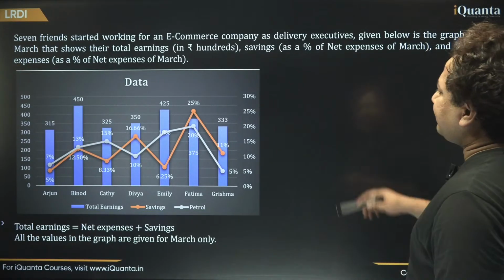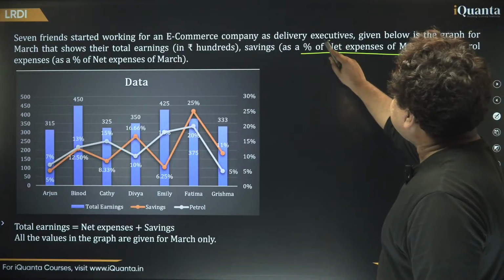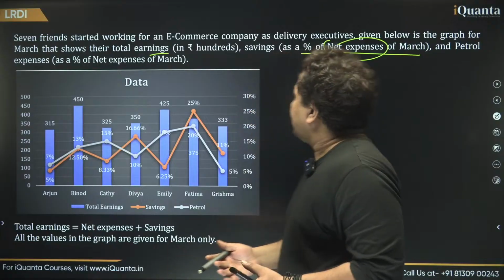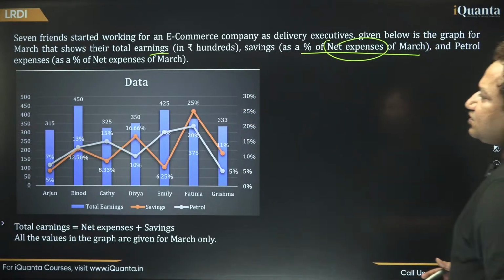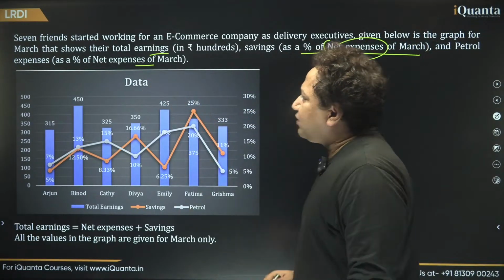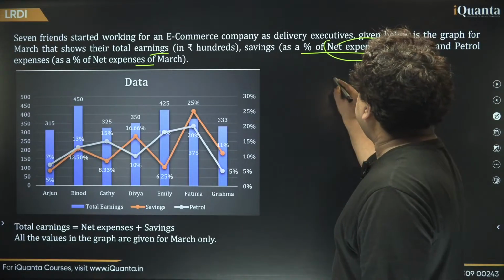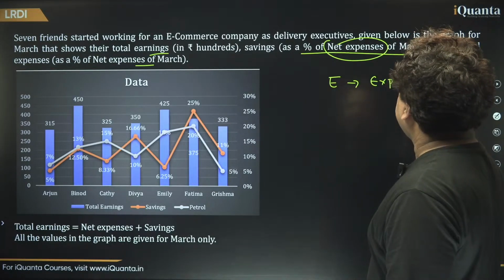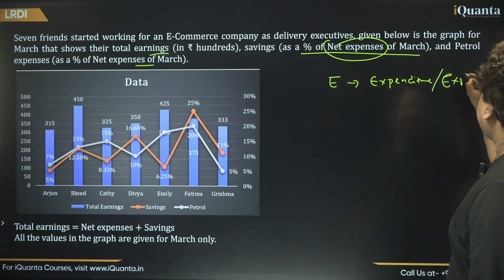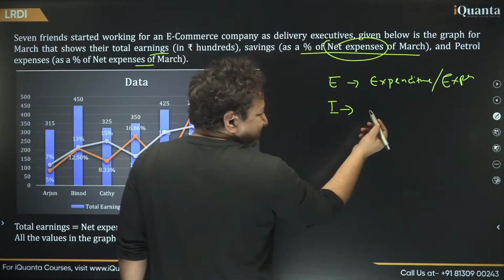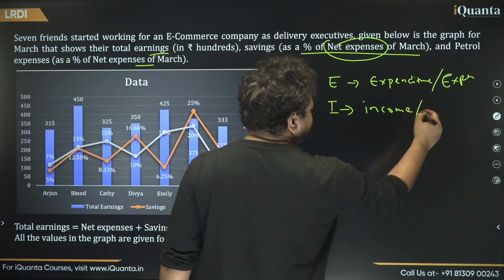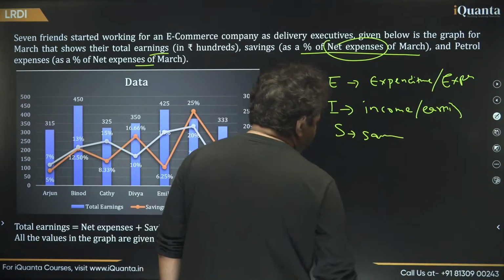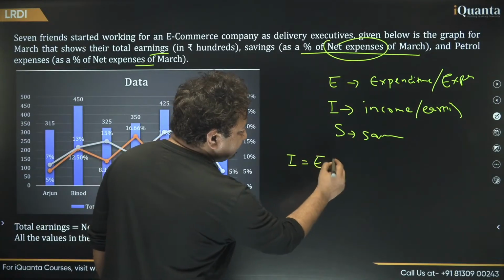Then it says savings. Savings are a percentage of net expenses of March. It is net expenses, not the earnings. So expenses and earnings are two different things. Do you understand that? Then comes petrol expenses as a percentage of net expenses of March. Again, net expenses. So expenses, I can write it as expenditure. I'm denoting E with expenditure, or we can say expenses, the same thing. Expenditure or expenses. I will be the income, or in this case, it's the earnings. All right, and let S denote the savings. Okay, so now we know that income is equal to expenditure plus savings.